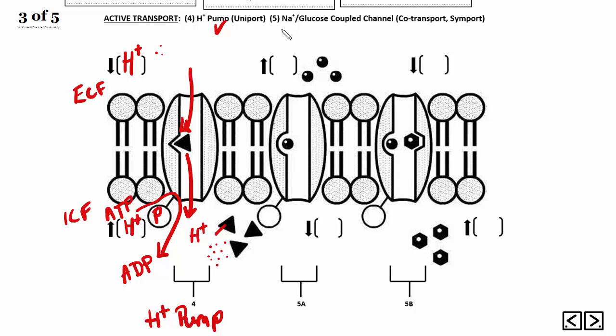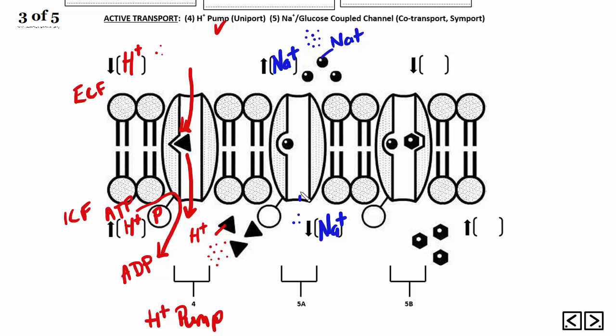Now, let's have a look at model number 5 for active transport, the sodium-glucose coupled channel. I'm using these circles again to represent sodium. And as you can see, I've drawn a few of them out here. So there's a high concentration of sodium in this example outside of the cell. There's a lower concentration of sodium inside the cell. And this model works in 2 steps. We're going to first deal with sodium, and then we're going to deal with the glucose. All right? So we're going to move from a low concentration inside to a higher concentration of sodium outside of the cell. So we're going to have to push it through.